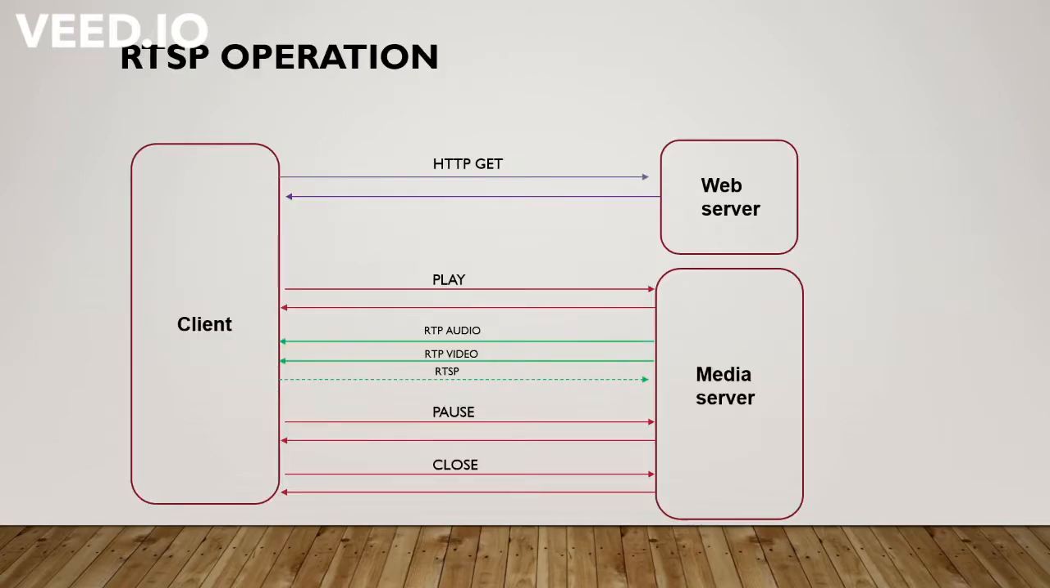Below are the RTSP operations between client and server. Firstly, a connection is established between client and server and setup is created. Then the client requests to play the video, to which the server responds and sends the audio and video content through RTP. Similarly, if the client asks for pause or teardown, then the server will respond accordingly.